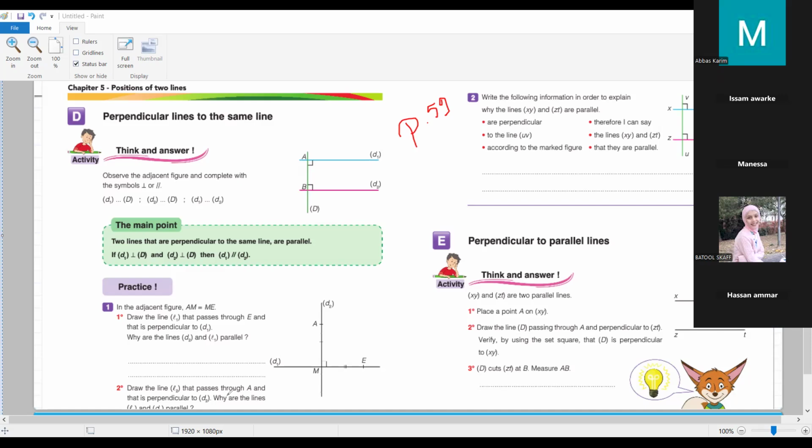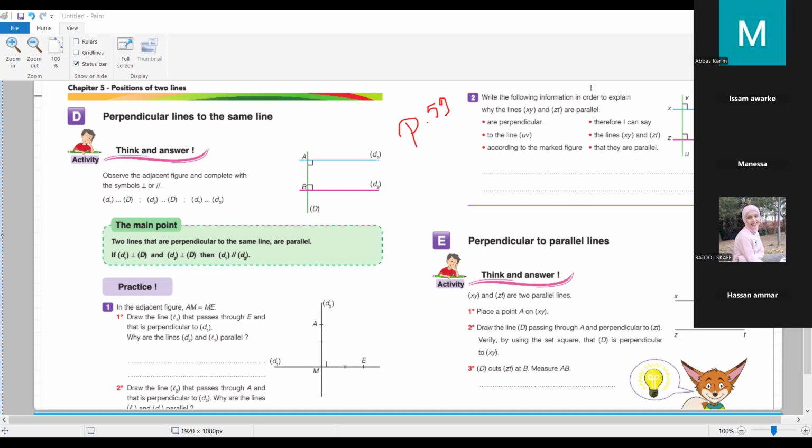Hassan, if you don't have these sentences, can you tell me why we consider XY and ZT parallel together, if you want to explain what I said already before? Inside sentences now. Later on, we're going to put them in order. But if you want to explain to me why you consider XY and ZT parallel, why?